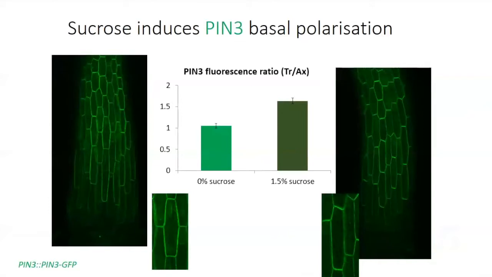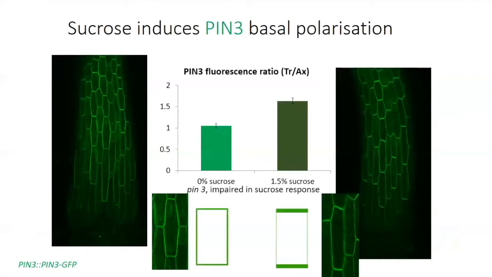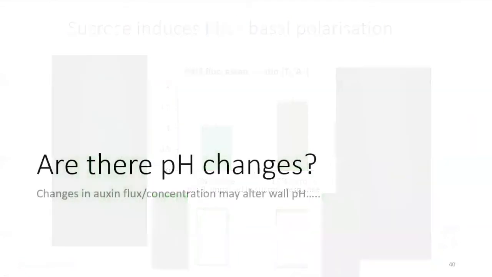So you have more signal on transverse walls than you do the axial elongating walls with sucrose, which means you end up with something like this. So you should have more PIN3 on these membranes, which will drive more flow across those walls, to get more auxin flow across those transverse walls. And we think that's facilitating their growth, perhaps through acid growth. And this is impaired in a PIN3 mutant, which is good. It's always nice to have mutants.